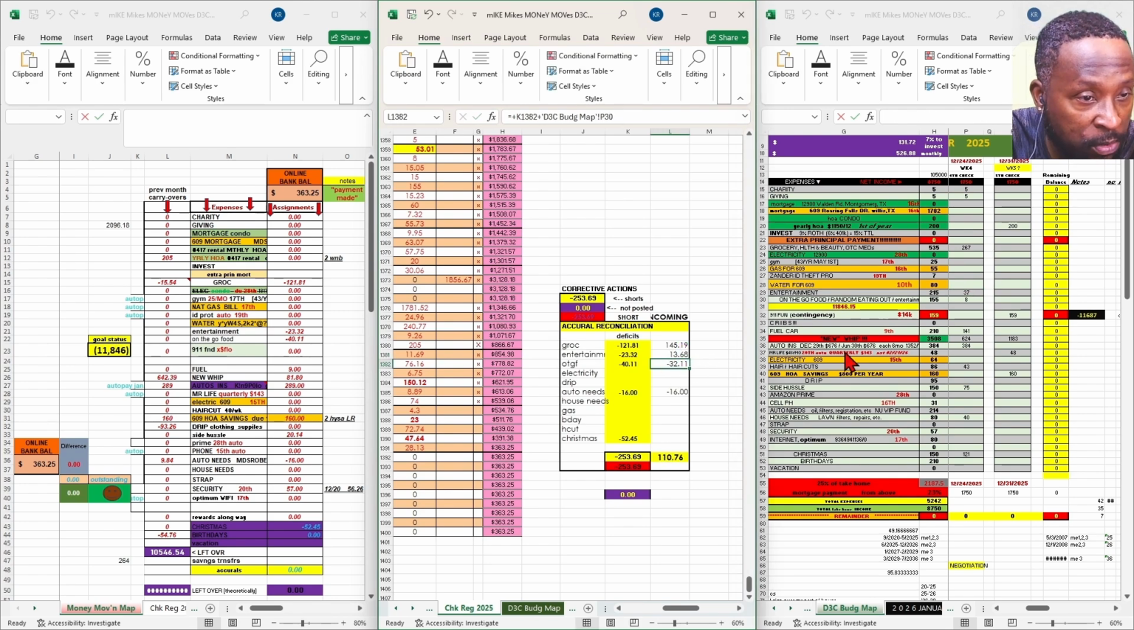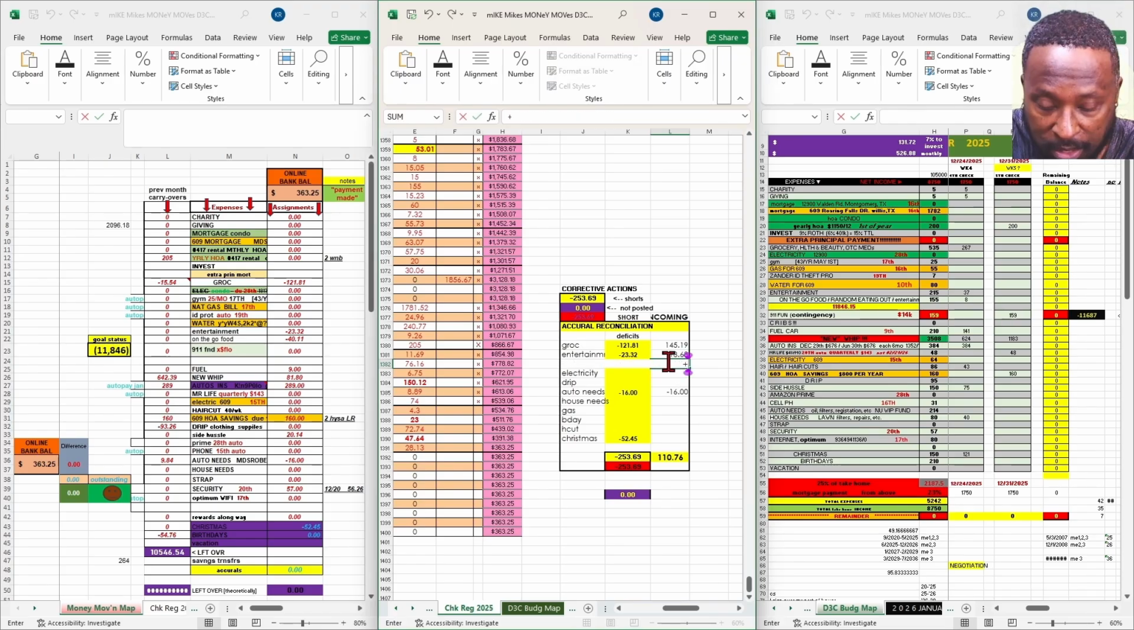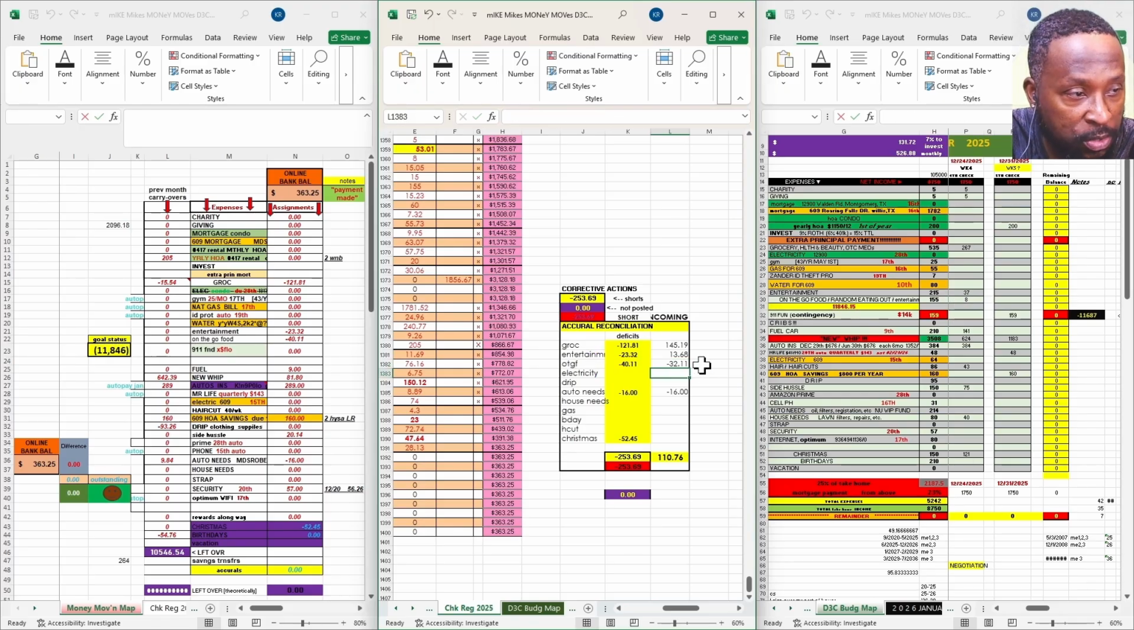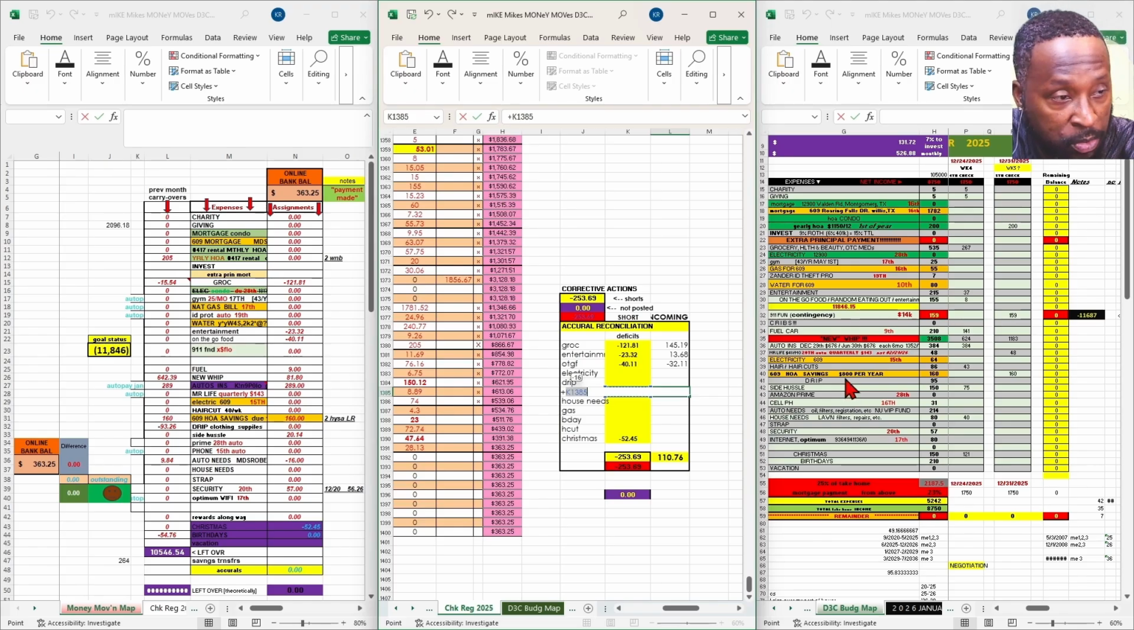On the Go Food, it's already done, but I'm gonna do it for display purposes. Plus, I'm short $40.11. Plus, what am I getting for On the Go Food? $8. Okay, that's gonna be a little shortness, but it's okay. So I'll be $32 short on that one, and that's auto needs. I think it's already done. Plus the amount I'm short, plus the amount that I'm getting for auto needs, which is nothing. Enter. $16 short on here.